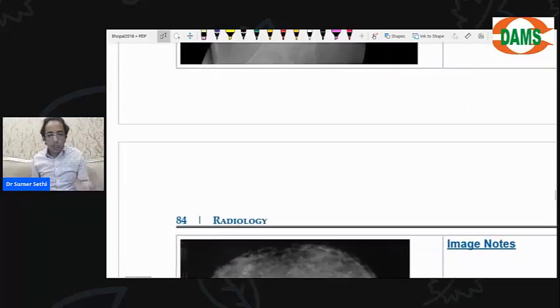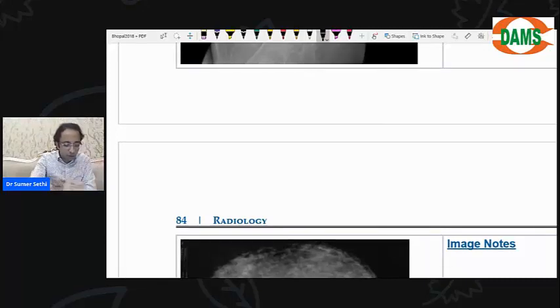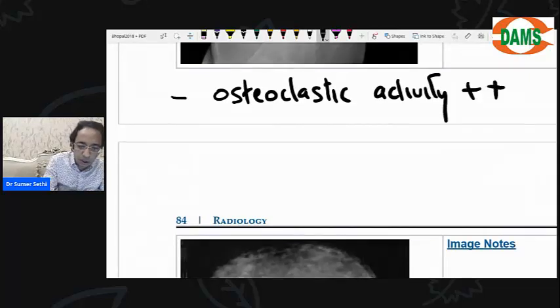Okay, now we come to the miscellaneous. So we have seen some joint disorders. I've shown you the most common ones. Now I will show you some miscellaneous. I want to talk about a disease which begins with osteoclastic activity. That means there is destruction of the bone.